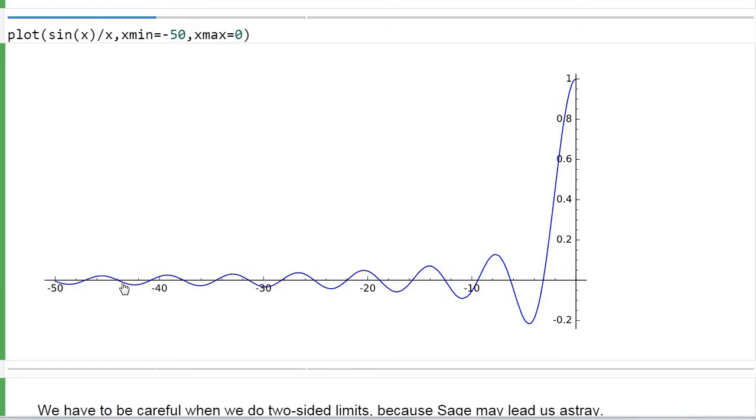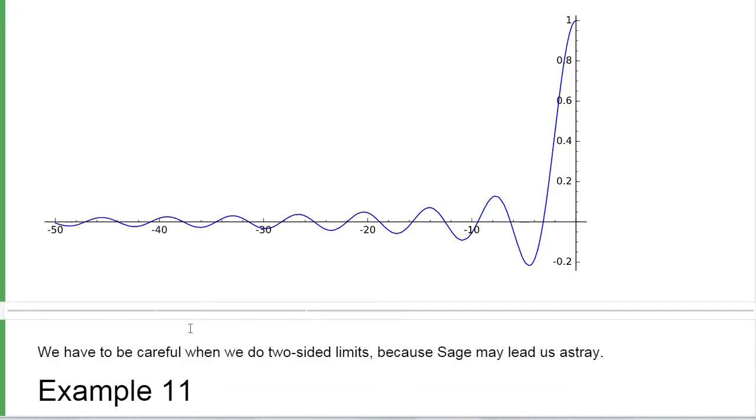The line y equals 0. Y equals 0 is the x-axis. So you're getting smaller and smaller here, closer and closer to the x-axis. That's our horizontal asymptote.